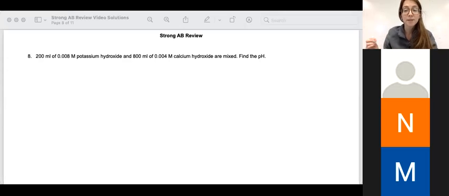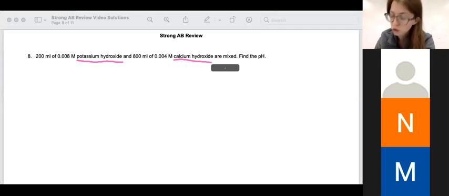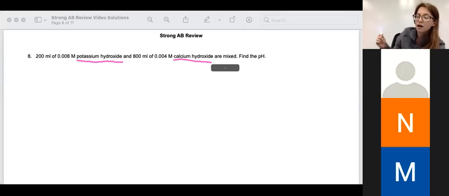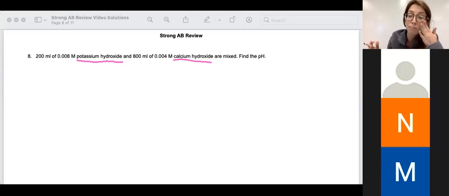All right, this is a base plus base problem. And the reason that I know that is that potassium hydroxide is on my list of strong bases, and so is calcium hydroxide. And for a base plus base problem, my goal is to get moles of OH from both bases so I can add them together, find my molarity, eventually find my pH.